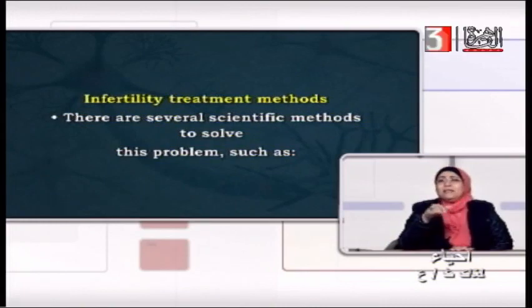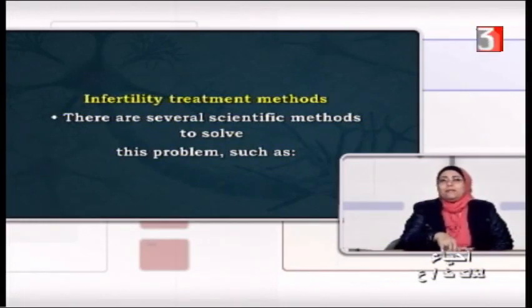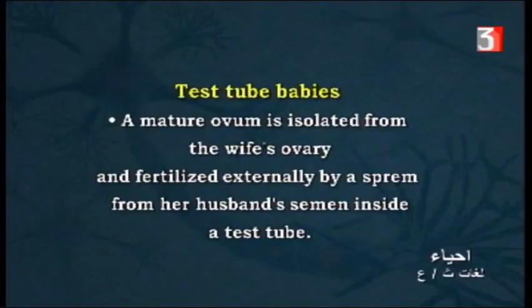There are many reasons why the ovum cannot be fertilized by the sperm, and we describe the methods to solve these problems and overcome them to continue our life. Test tube babies: how to produce a baby by another method if there is a problem in the uterus or a problem in the ovary.